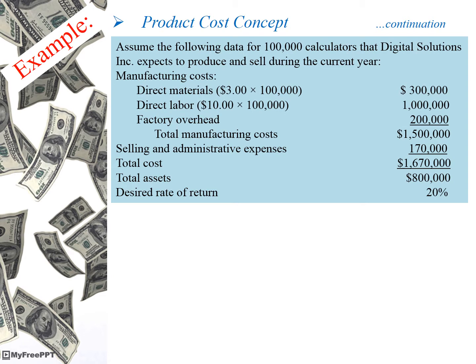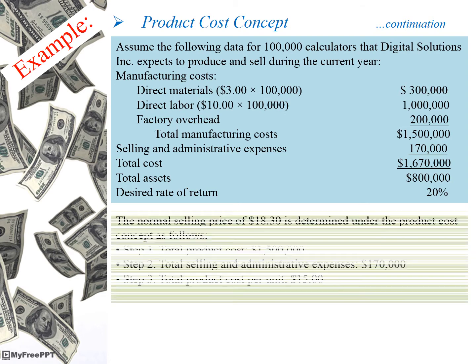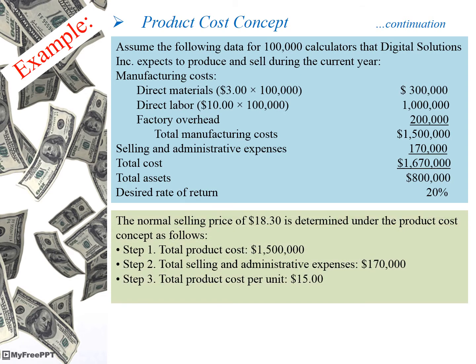Plus the selling and administrative expenses of $170,000, with a total cost of $1,670,000. Total assets are $800,000 and the desired rate of return is 20%. The normal selling price of $18.30 is determined under the product cost concept as follows.